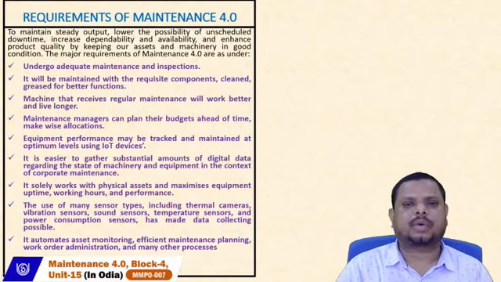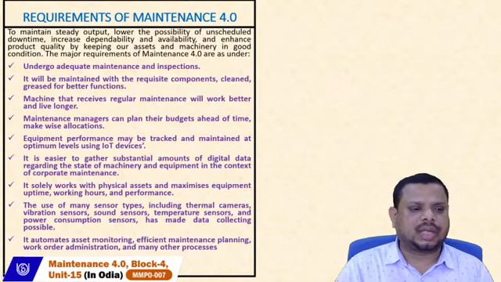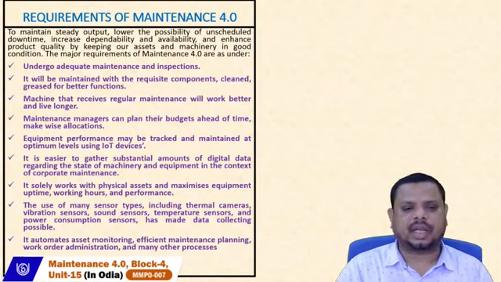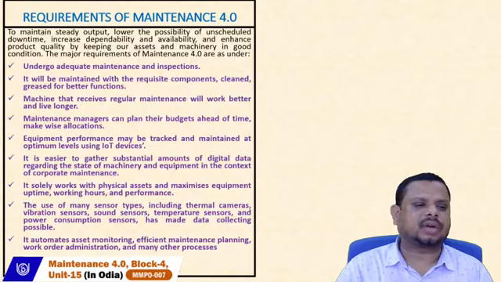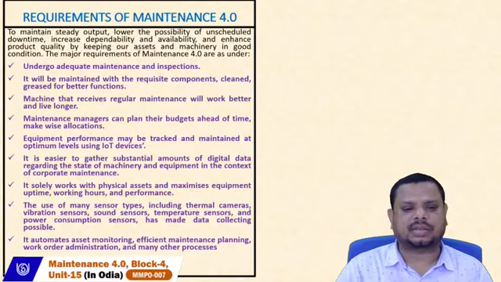One of the best examples is condition-based monitoring, which is applied to observe the various conditions of machines. Currently, under maintenance 4.0, many industries are using IoT or Internet of Things devices. So the next important part is that it is easier to gather a substantial amount of digital data regarding the state of machineries and equipment in the context of corporate maintenance.